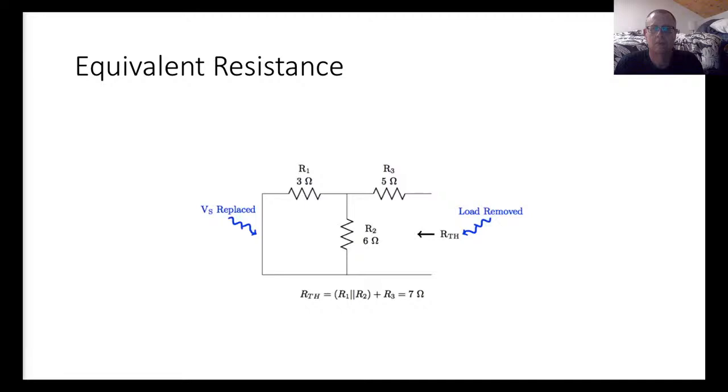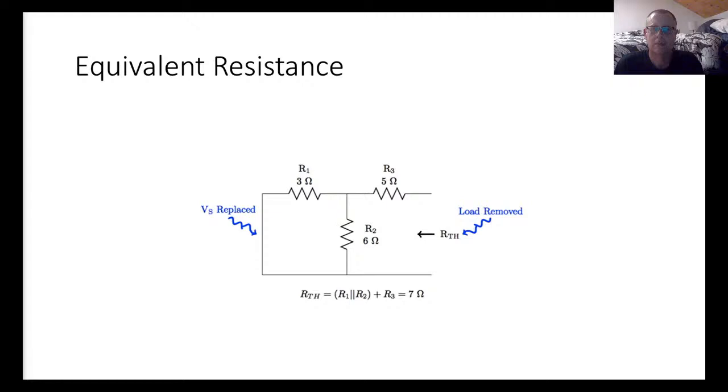So here's a simple example. If we remove the load here, we've got, and we've replaced the voltage supply with its equivalent resistance, which is a wire. And now we've got R3 in series with R1 in parallel with R2. And R1 in parallel with R2 looks like it gives us 2 ohms. In series with R3, this is an additional 5 ohms, giving us a total of 7 ohms.